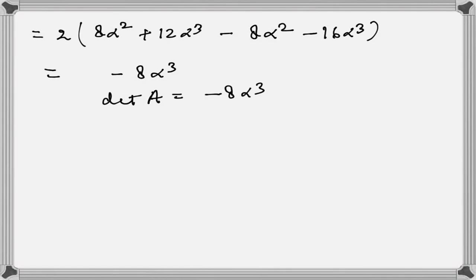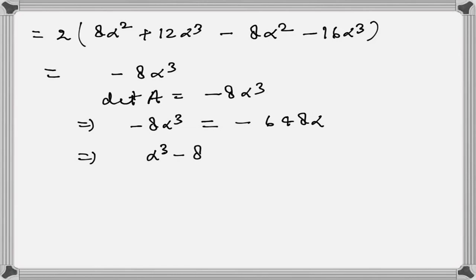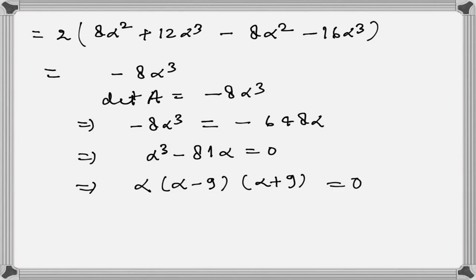Okay, so in the question it is given that the determinant A is equals to minus 648 alpha. This implies minus 8 alpha cube is equals to minus 648 alpha. So this implies alpha cube minus 81 alpha is equals to 0. This implies alpha times alpha minus 9, alpha plus 9 is equals to 0. So this implies alpha values are 0, 9 and minus 9.